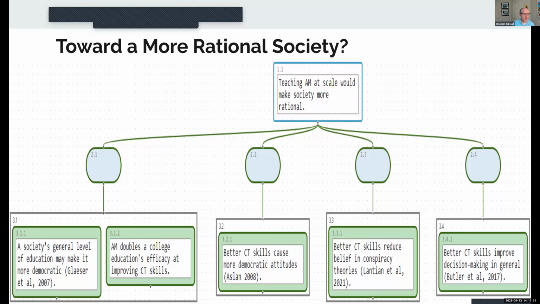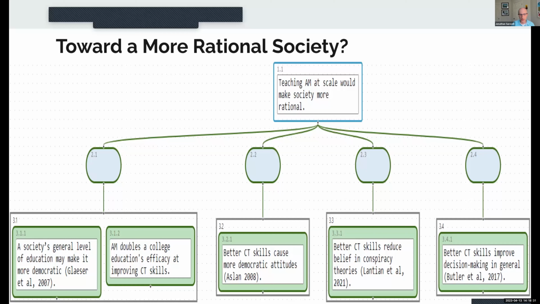Well, a society's general level of education may make it more democratic. There is evidence, there's at least a strong association between how educated a society is and how democratic it is. That's some reason, I think, to think that if we significantly improve the efficacy of education, of at least parts of education, that will have a tangible effect on how democratic the society is. Co-premise working with that claim is something along the lines of what I just said. Argument mapping doubles, or even more than doubles, a college education's efficacy at improving critical thinking skills.